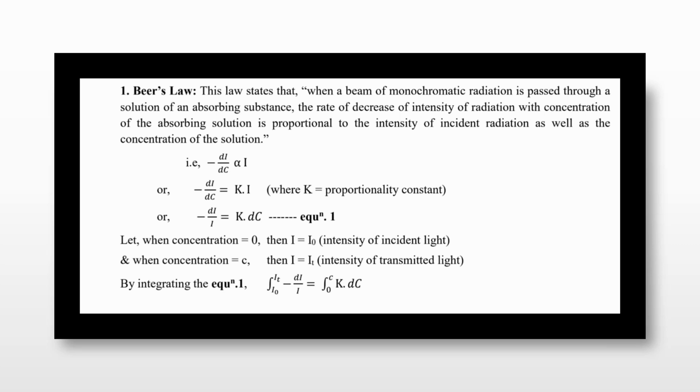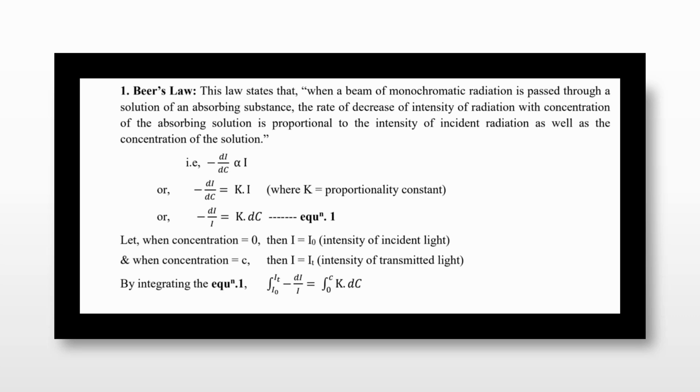That is, in short, minus dI by dC is directly proportional to I, which becomes minus dI by dC equals k times I, or minus dI by I equals k times dC. Call this equation 1. Let the concentration be 0, then I equals I_0. And when the concentration is C, then I equals I_T.